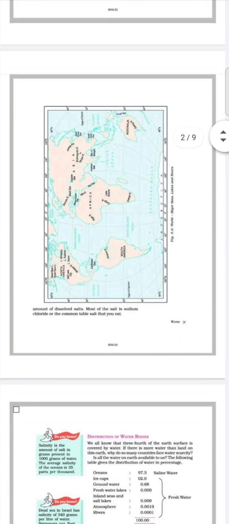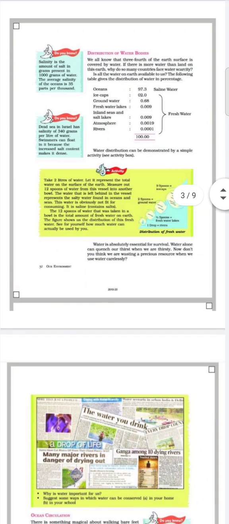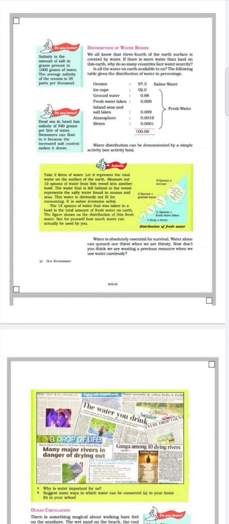Now, if we see the distribution of water and major bodies of water, more than 97% of the water is in the oceans, 2% is locked in ice caps and glaciers, and less than 1% is in rivers, lakes, ponds, wells, etc. Ocean water is saline, it contains salt, and it cannot be used for drinking. Less than 1% of the water on the earth is freely available fresh water, and it must be used very carefully, that is, without wasting.